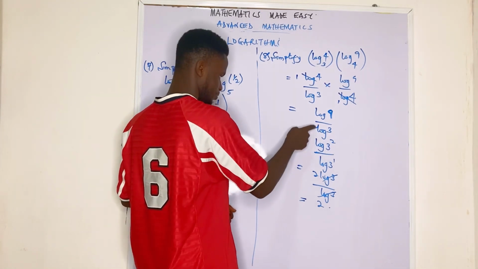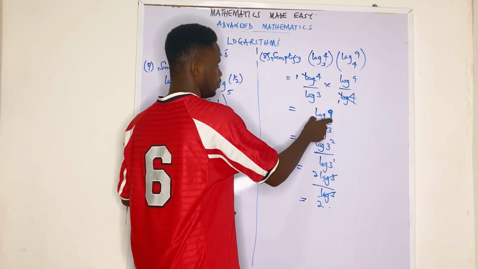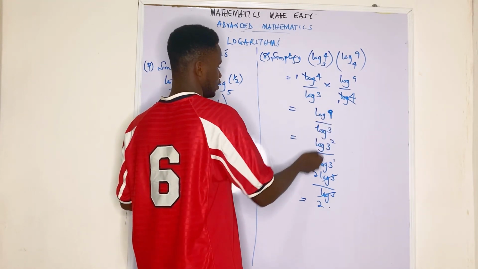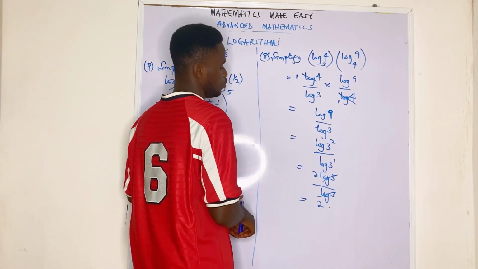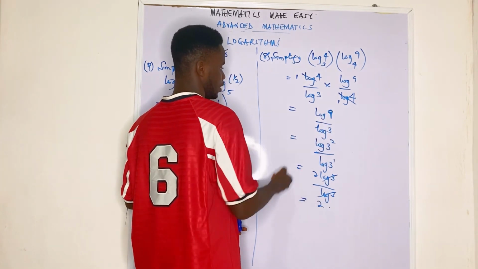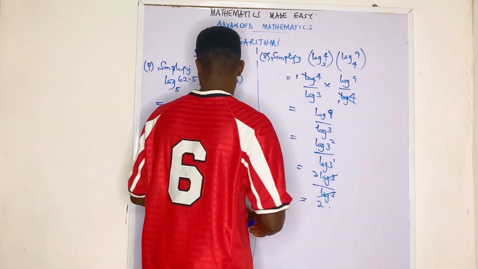Please take note from here. Don't just say, because I'm having log 9 divided by log 3, that log 3 will divide log 9, and you say 3 in 9 is 3. No. You must simplify step by step. Don't use this to divide this, they are not the same. So you have that in mind.